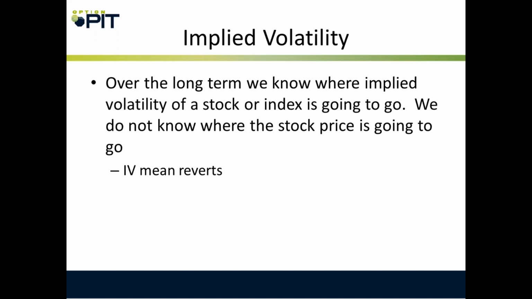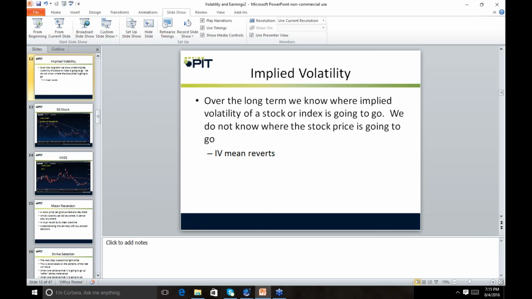It eventually will mean revert. It will get back to its average. The long-term average for the VIX is around 17. So that's how this stuff can move. Implied volatility has mean reverting characteristics.